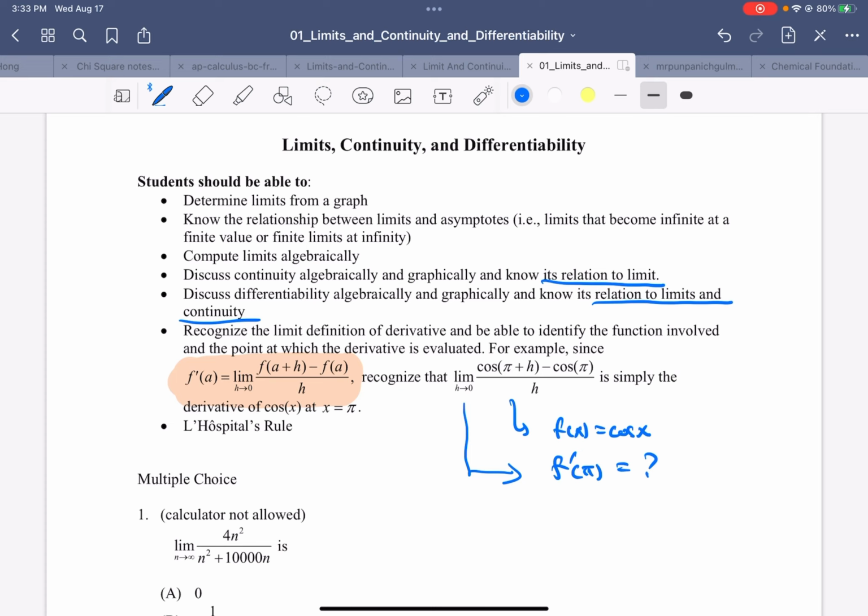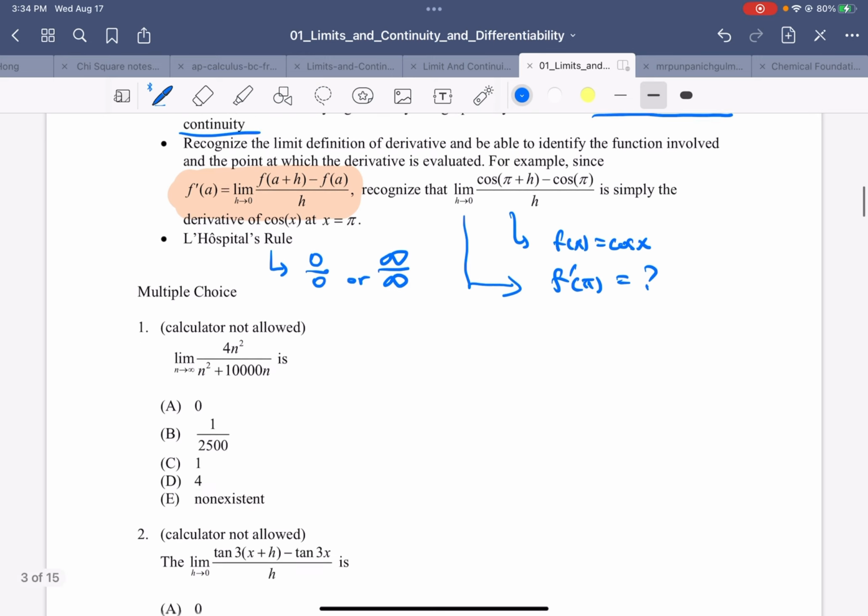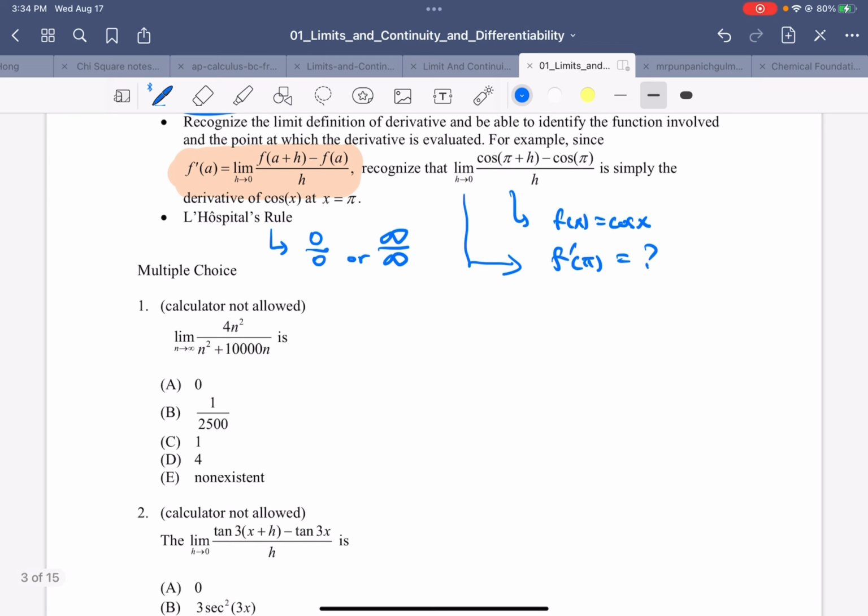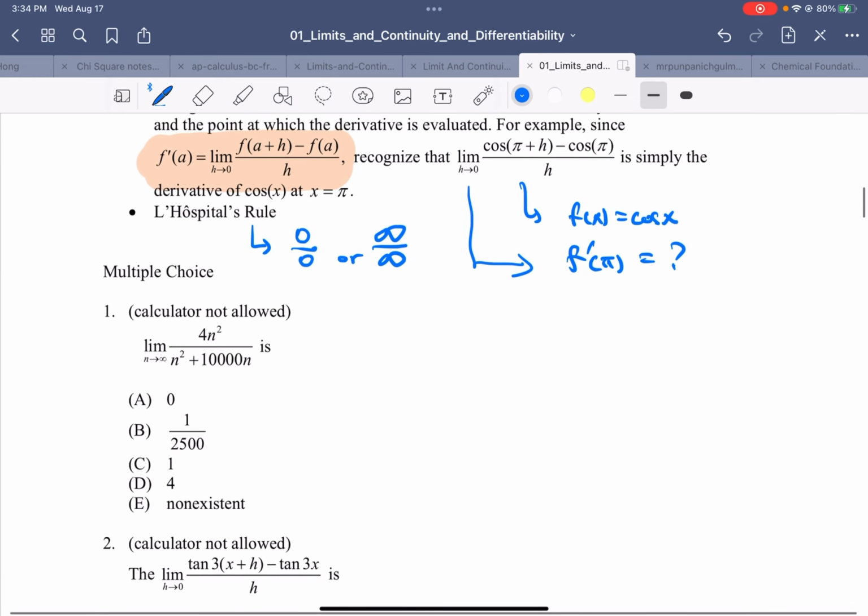Okay? And then we'll talk about L'Hopital's rule. So when you do the limit, if your rational expression is either 0 over 0 or infinite over infinite, then you can apply L'Hopital's rule. Okay? So those are the topics we will talk about in this video. The best way is, before I solve each problem, you can pause the video and do it on your own. And then if you get stuck, you can watch the video, or after you solve it, you can compare your answer with my answer. Okay, that's the best way.